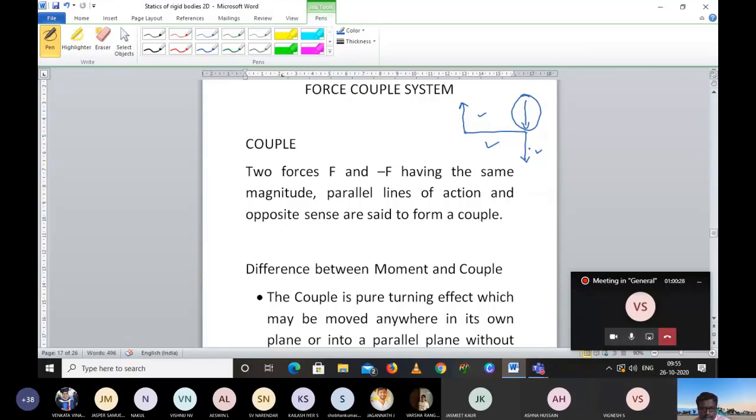Any doubt in this? No doubt. Okay, fine. So if two forces F and minus F have the same magnitude, parallel lines of action and opposite sense, these two are very important points. Parallel lines of action, these two are parallel, and opposite sense, because this is going upward, this is going downward, are said to form a couple. Couple is a kind of force. Any doubt in this statement?